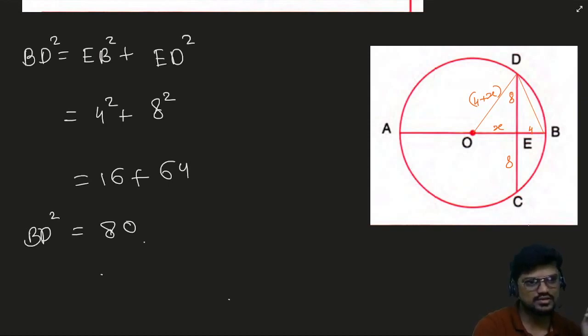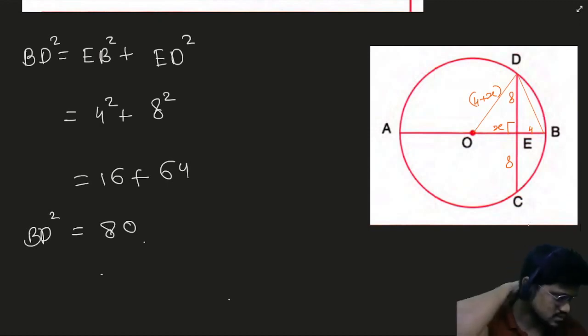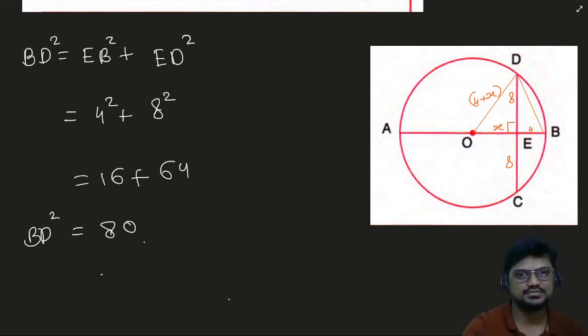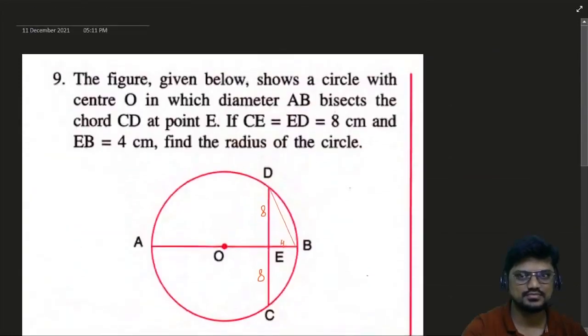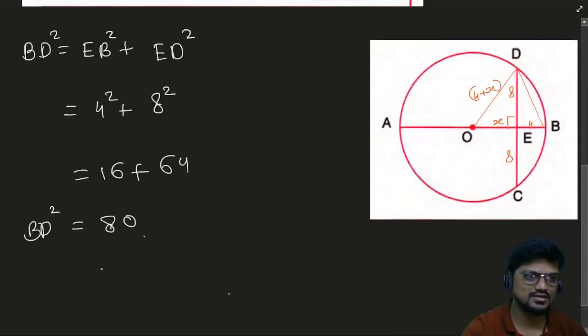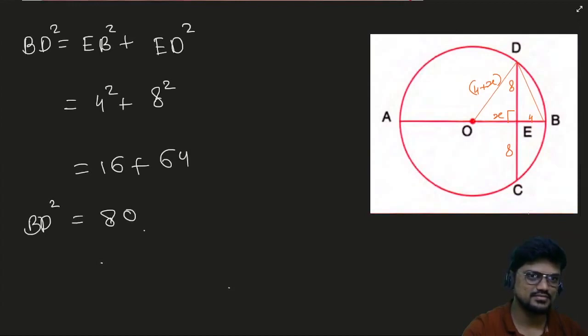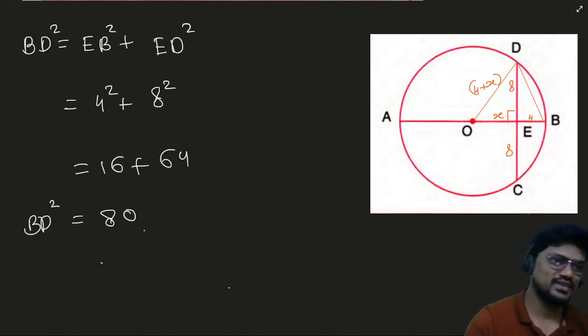We got it as 4 plus x. Then we will do Pythagoras in triangle ODE. Arushi, your answer is not right. I need the radius. Find the radius of the circle. That should be the radius only. No, no. 4 plus x. Correct.